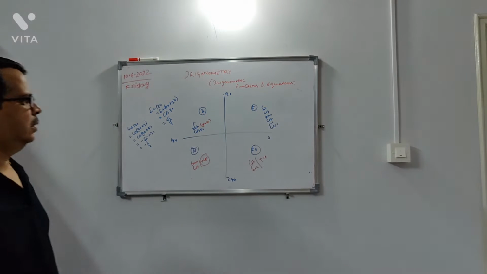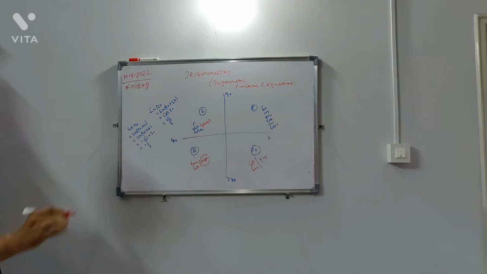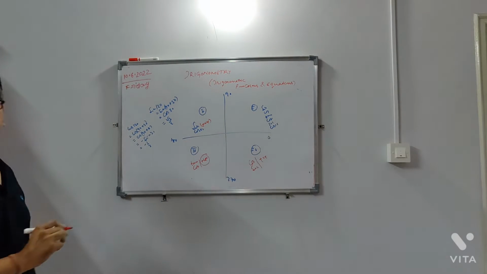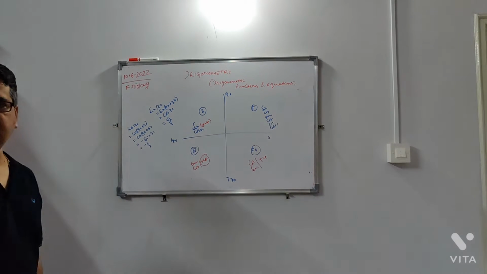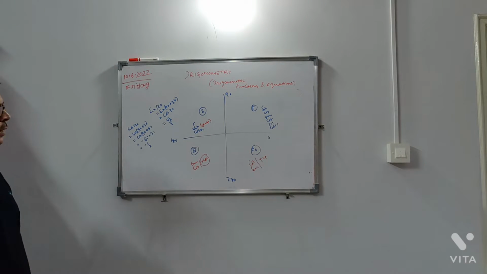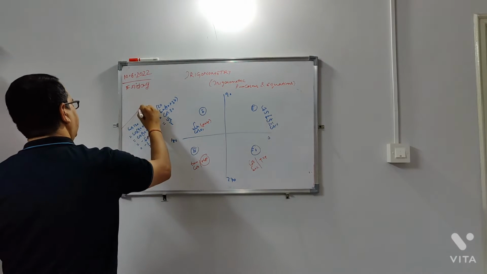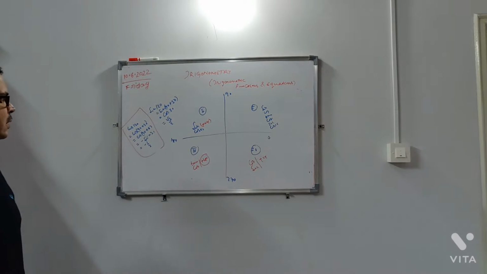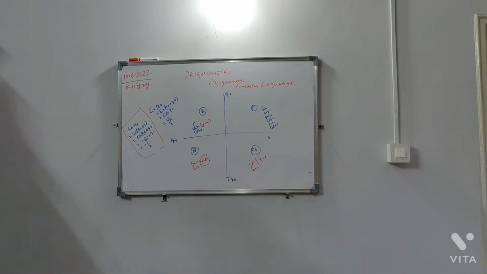So just remember, in the first quadrant all 6 are positive. In the second quadrant, sine and cosec. In the fourth quadrant, cos and sec. In the third quadrant, tan and cot. So this is important. This formula: sine 90 plus theta is equal to cos theta, whereas cos 90 plus theta is equal to minus sin theta.